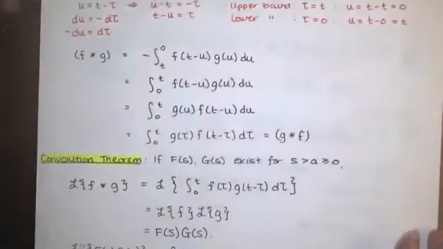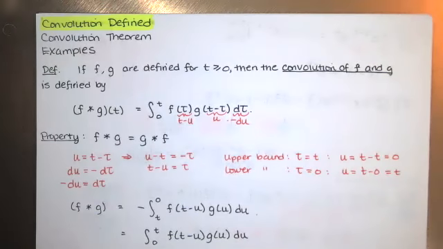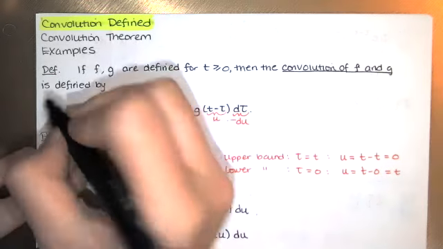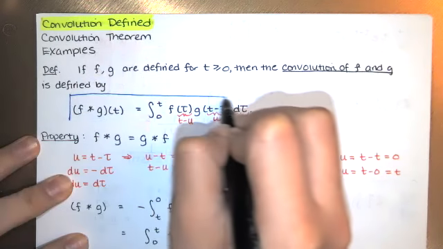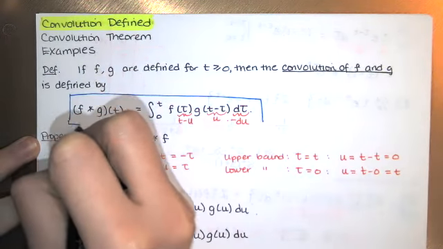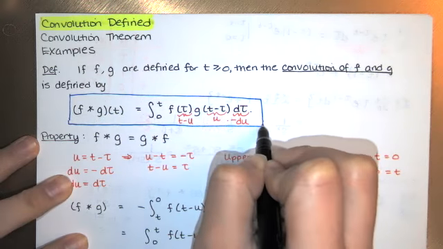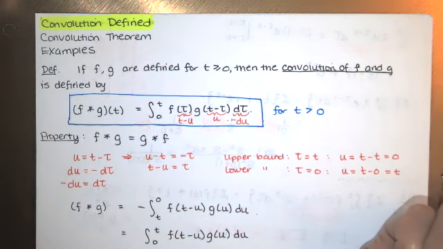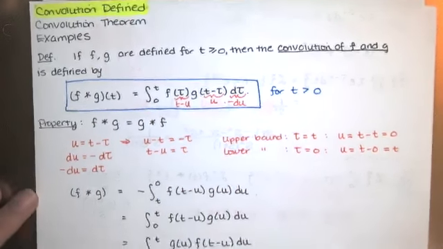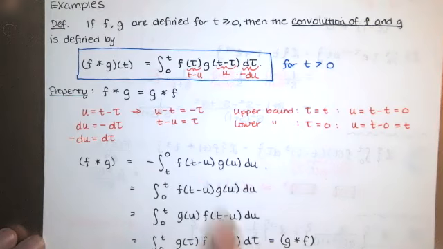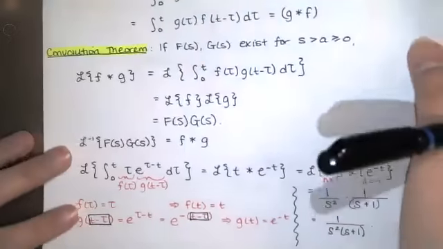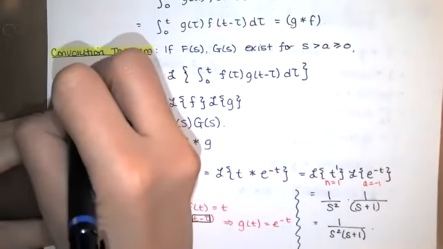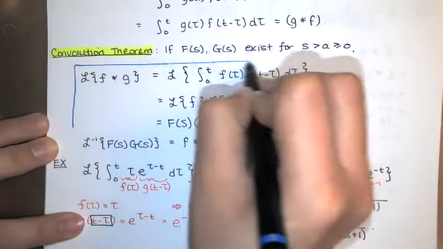So just as a recap, what is a convolution? This is the definition of the convolution of f with g. This is a function of t. And this is defined for t greater than 0. And it turns out that the Laplace transform of a convolution is the product of the Laplace transforms.